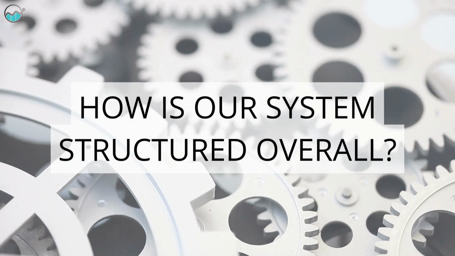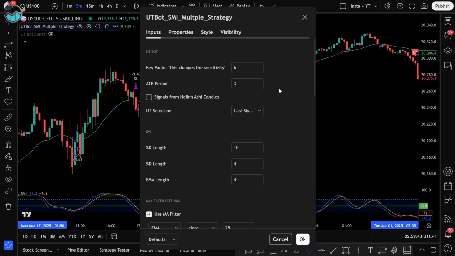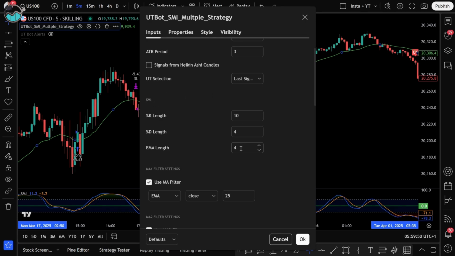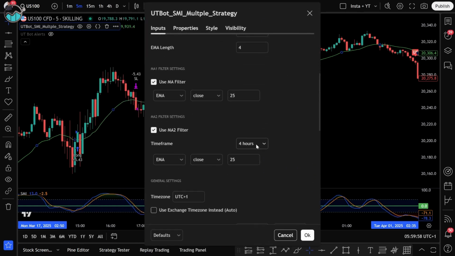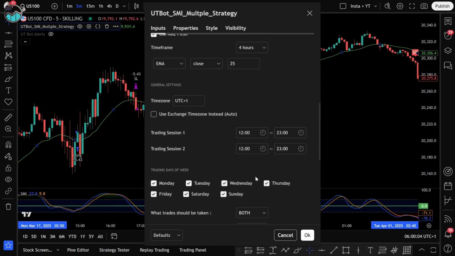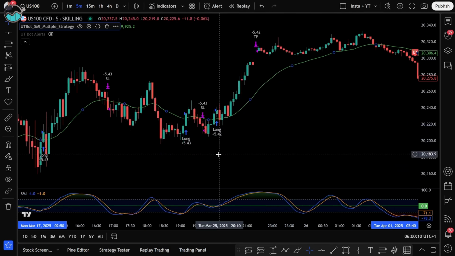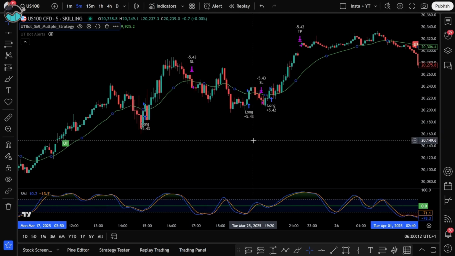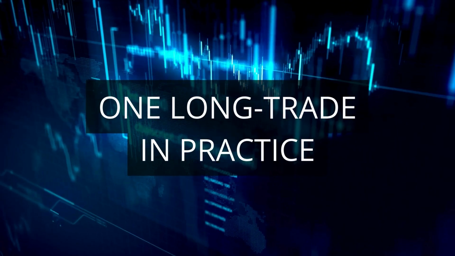How is our system structured overall? The UTbot indicator serves as the main signal giver. It's supplemented by 3 additional filters that we've implemented to reduce false signals and trade only high-quality setups. First, we use the stochastic momentum index, which only allows a valid signal during strong impulses. Second, we work with an EMA double filter. 2 moving averages must be correctly aligned to clearly confirm the trend. And third, we deliberately limit the trading hours to defined sessions and selected weekdays in order to avoid choppy sideways phases. A trade is therefore only triggered when all conditions are met simultaneously, resulting in a rule-based, fully automated system with high precision.